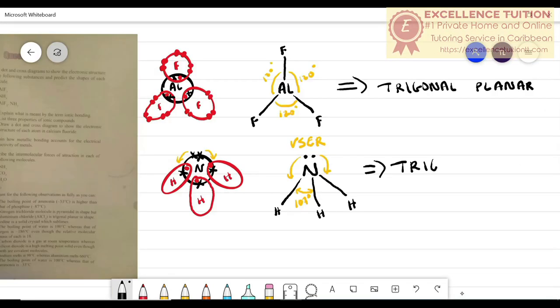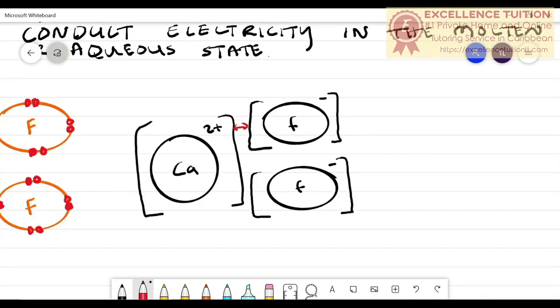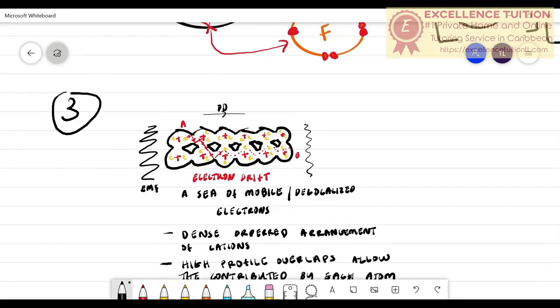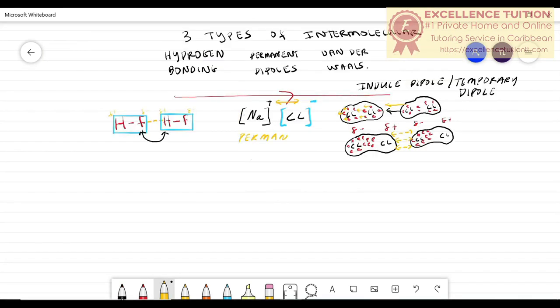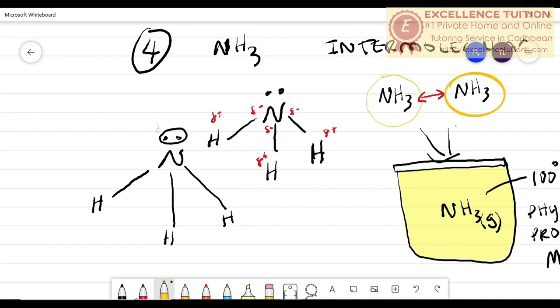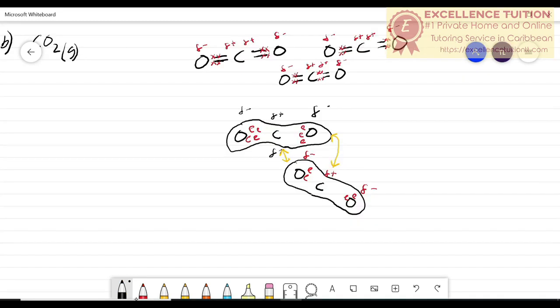Trigonal planar, trigonal pyramidal. There's going to be an electrostatic attraction between the oppositely charged ions. Alright, so that's number 3 types of intermolecular forces. Regard this as a permanent dipole, so that partial negative is going to be attracted to the partial positive. The type of intermolecular force at work here is permanent dipoles.